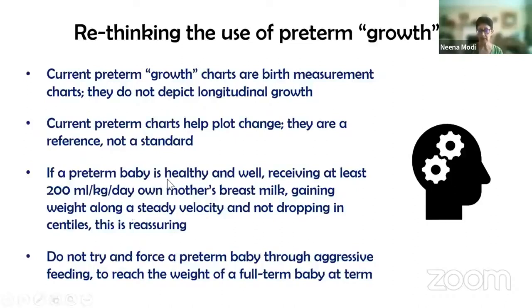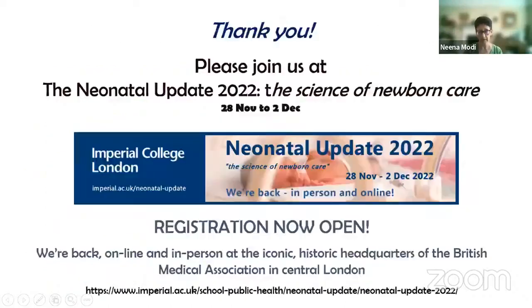If a preterm baby is healthy and well, receiving at least 200 mL per kilo per day of own mother's breast milk, gaining weight along a steady velocity and not dropping in centiles, please be reassured, be happy. Do not try and force a preterm baby through so-called aggressive feeding to reach the weight of a full-term baby at term, because that may actually be very harmful for the baby.